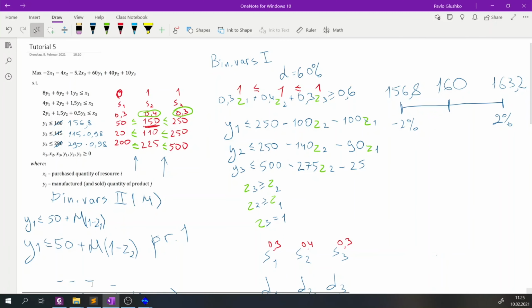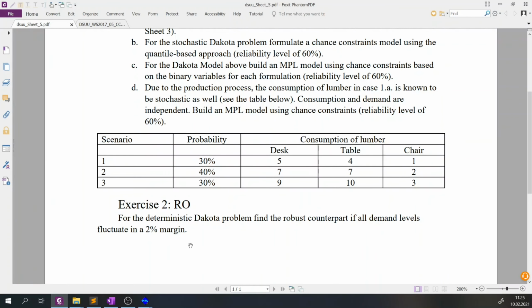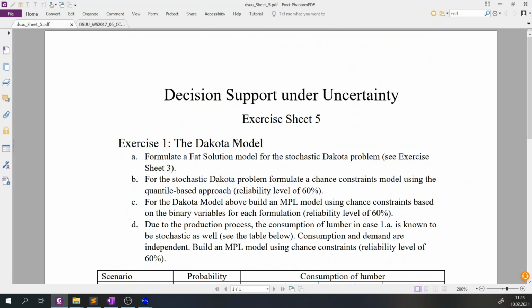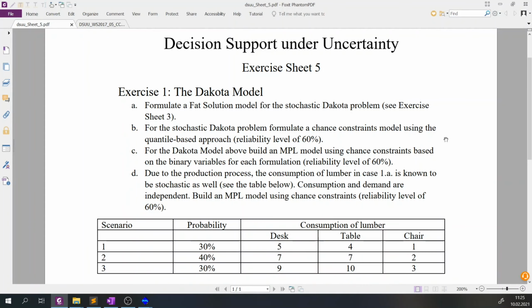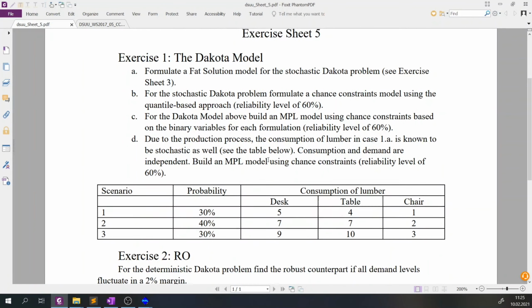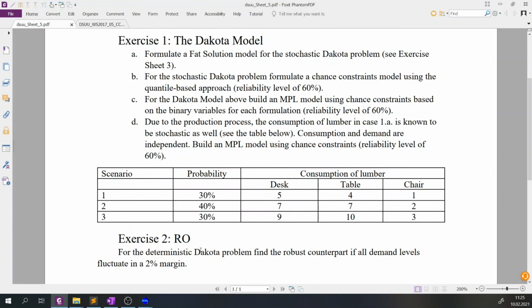So this was shortly the second exercise about the robust optimization, and this is it for today's tutorial. We'll have only one more tutorial and exercise sheet number 6. So we looked today at chance constraint programming and shortly at robust optimization. So have a nice week and thank you for your attention.